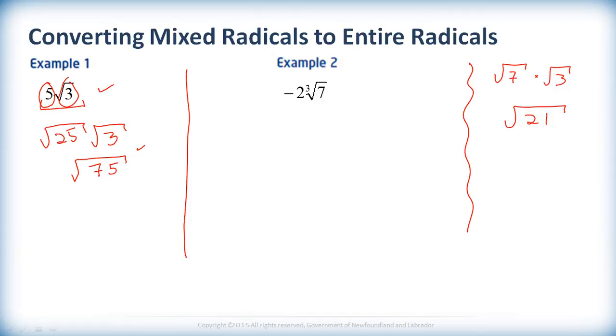Let's try this one. In this case, we've got a negative 2 as our coefficient, but that's okay because we have a cube root, and as we'll see in a later section, when we're dealing with odd powered roots, it's okay to have negatives under the radical.